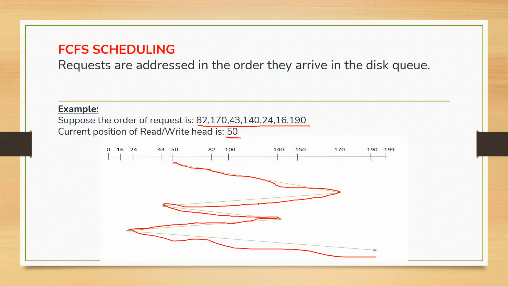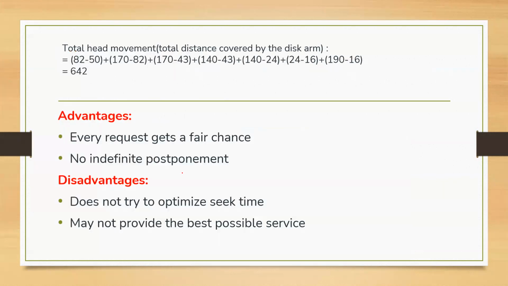Now, with respect to this, we need to find out the total head movement. How has the disk arm moved and what is the total head movement involved? So let's continue with this. How is the total head movement calculated in cylinders? The total head movement, that is the distance covered by the disk arm, is calculated, and the value we get is 642. How do we get this 642?